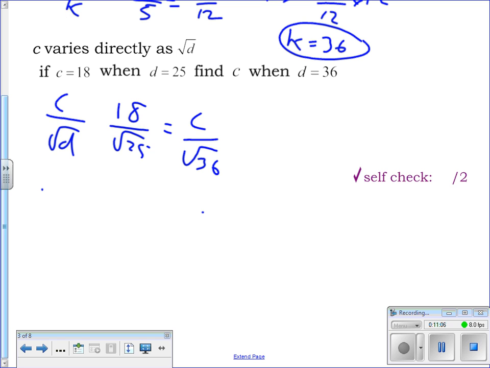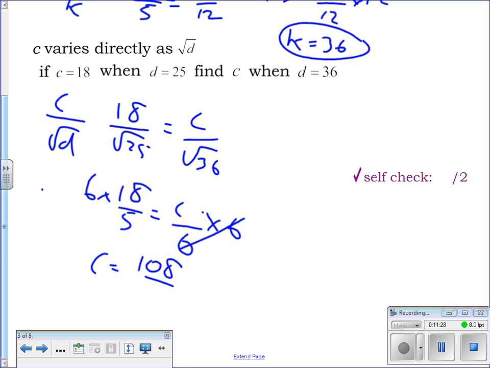So 18 over square root of 25 is 18 over 5, which is equal to c over 6. I would multiply both sides by 6. Those cancel. I get c equals 6 times 18. 6 times 10 is 60. 6 times 8 is 48, so that's 108 over 5.